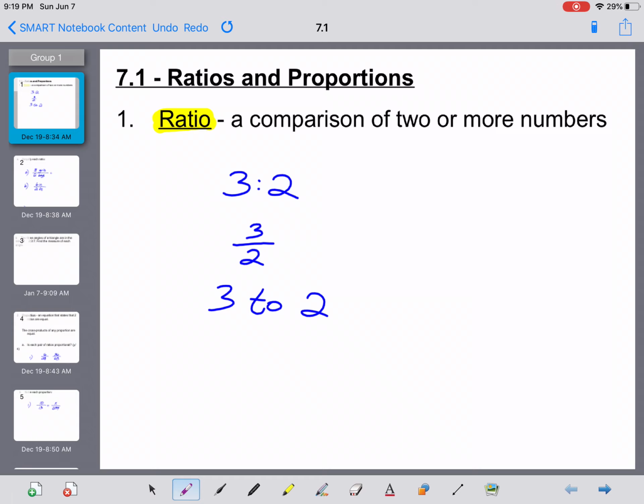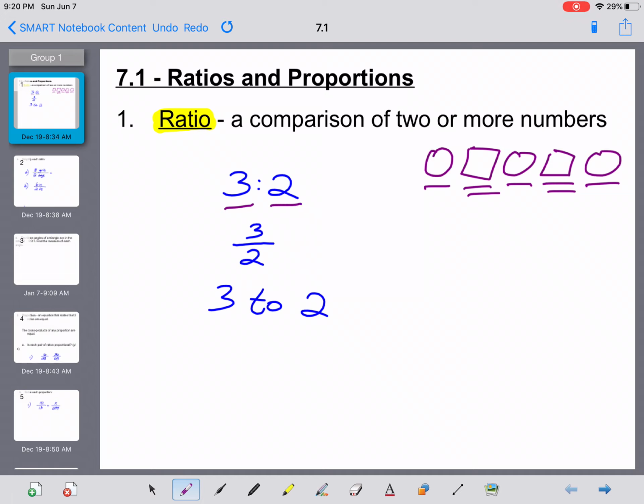So if we were just going to deal with something simple like a series of shapes, and we had a circle and a square and a circle and another square, and then a circle. If we were talking about the ratio of circles to squares, we would simply count the number of circles we have, which is 3, and then we would count the number of squares that we have, which is 2, and write those two numbers next to each other, and there's 3 different ways we can write it.